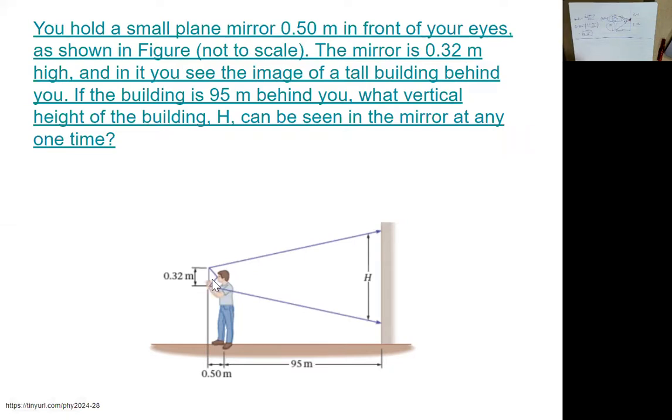And in the mirror, you see the image of a tall building behind you. If the building is 95 meters away from you, what vertical height of the building can be seen in the mirror at any one time? Okay, so that's asking how much of the building you can see. All right, so from the figure you can see what range of the building you'll see an image of in the mirror. So we can draw that. Let me just draw that.